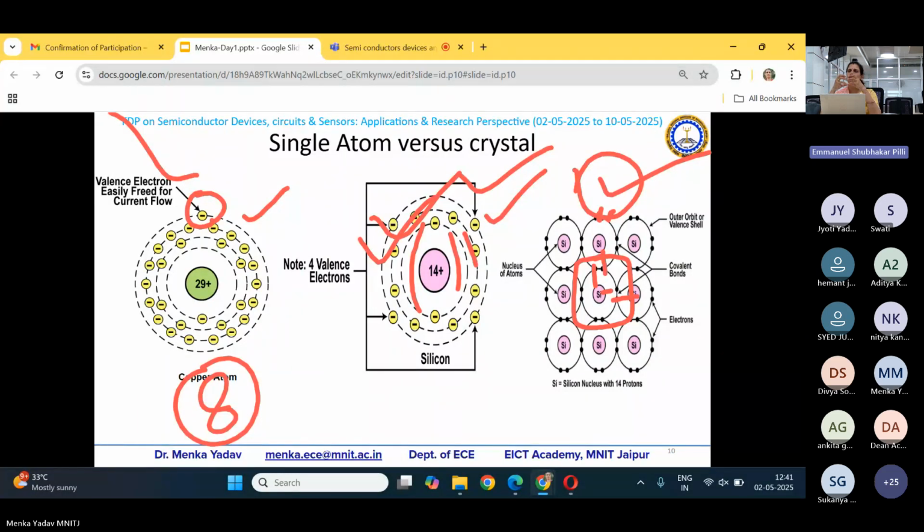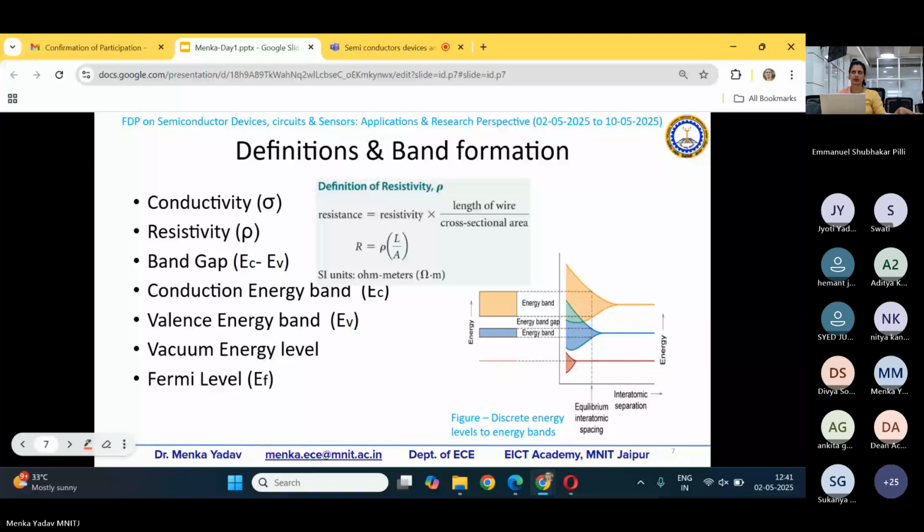This is how the silicon atoms come closer. They make covalent bonds, and because of this covalent bond the energy is redistributed. How is this redistributed? Let us see. It is shown here how it has been redistributed. This is the diagram.